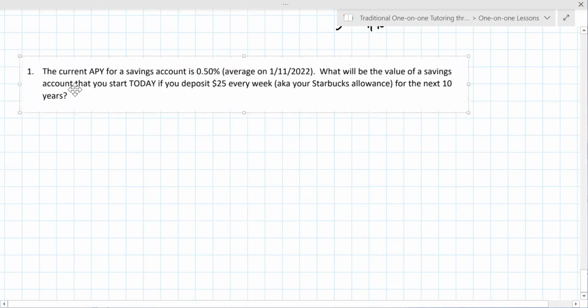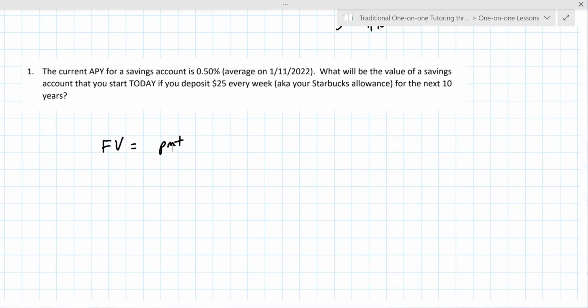All right, the current annual percentage yield for a savings account is 0.5%. What will be the value of a savings account if you start today and deposit $25 every week for the next 10 years? Okay, so this is a future value problem, and you're making a payment. So we've got to go find that formula. I actually don't have it handy. It's like an annuity, but with a payment.